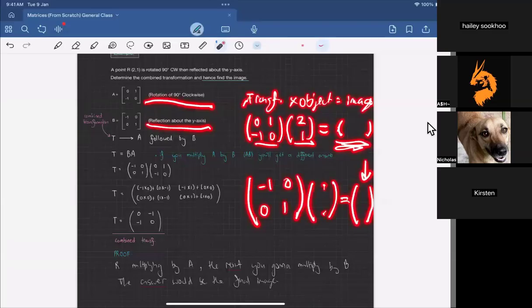And it's always the transformation by the object. It's not the other way around. If you do it the other way around, you'll be wrong.